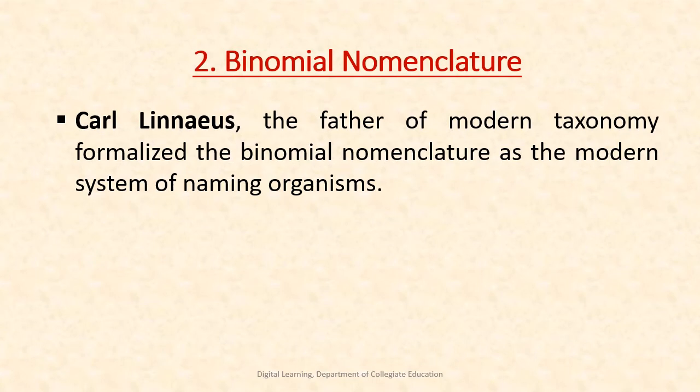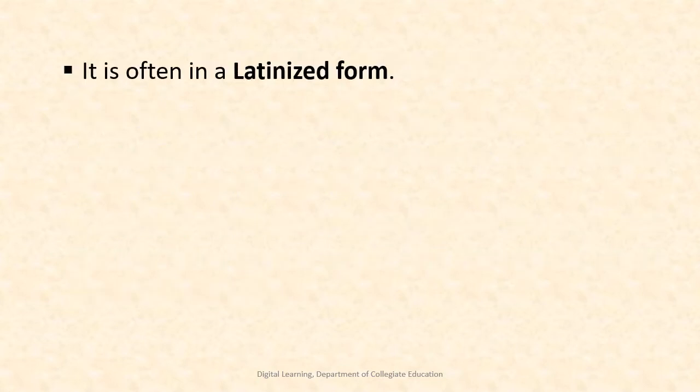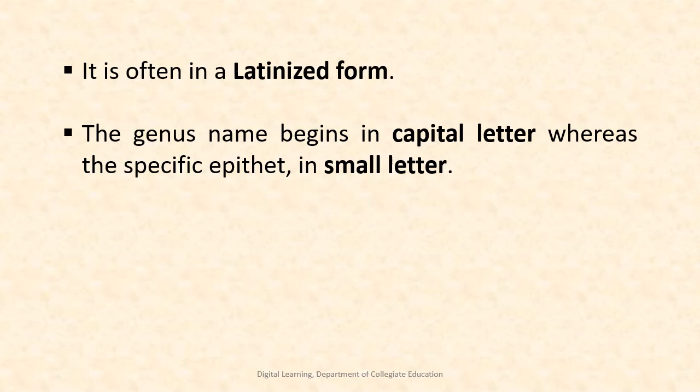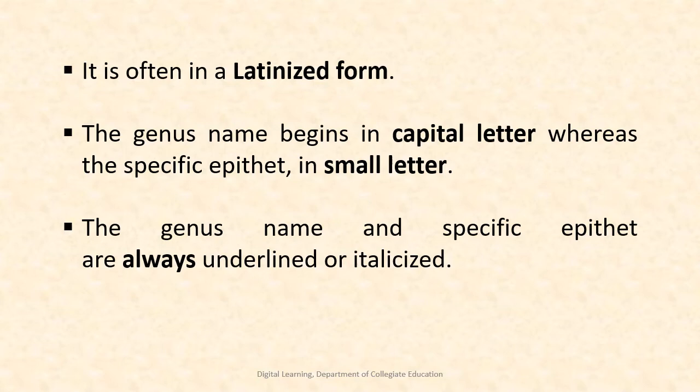Binomial nomenclature. It was Carl Linnaeus, who is called the father of modern taxonomy, who formalized the binomial nomenclature as a modern system of naming organisms. A binomial name is comprised of two parts, that is the generic name, the genus name, and the specific name, also called the specific epithet. It is often in a Latinized form. The genus name begins with a capital letter, whereas the specific epithet begins with a small letter. The genus name and specific epithet are always underlined or italicized.